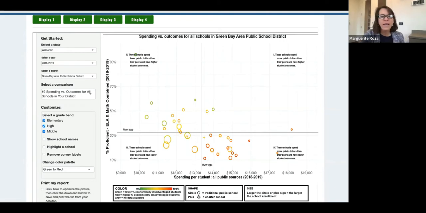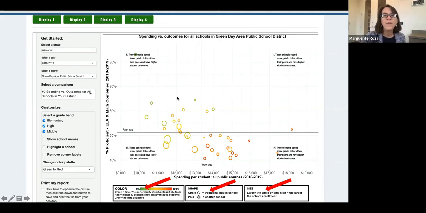And again, here, a few things to note, which is that we have the color coding. Each circle is a school. And if it's red, it's a higher concentration of low-income students. If you see a plus sign, that's a charter school. The circles are district schools. And the size of the circle corresponds to the size of the school. So larger schools are larger circles, and it allows us to see some patterns that are going on with the size of the school here.